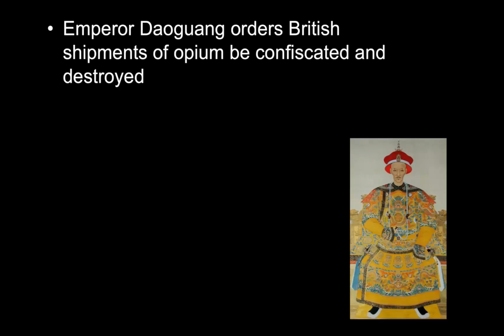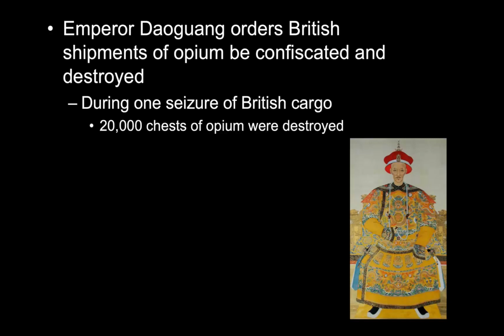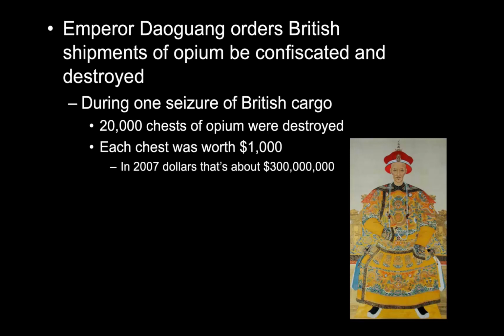And so you're going to have this emperor here actually start confiscating British shipments of opium. They're going to go onto British ships and into British ports that are in China, meaning British warehouses in China, and they're going to destroy a ton of opium. Just as an example, during only one seizure, of many, 20,000 chests of opium are destroyed, which was worth about $1,000 at the time. What does that mean? In 2007, that's about $300 million worth of opium destroyed in just that one moment by this one emperor.